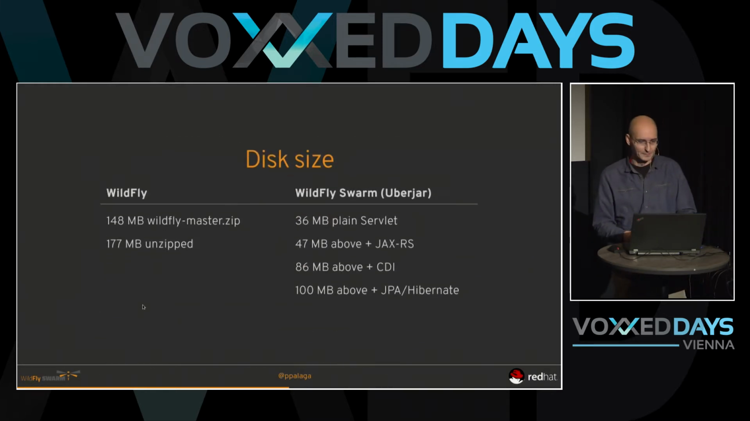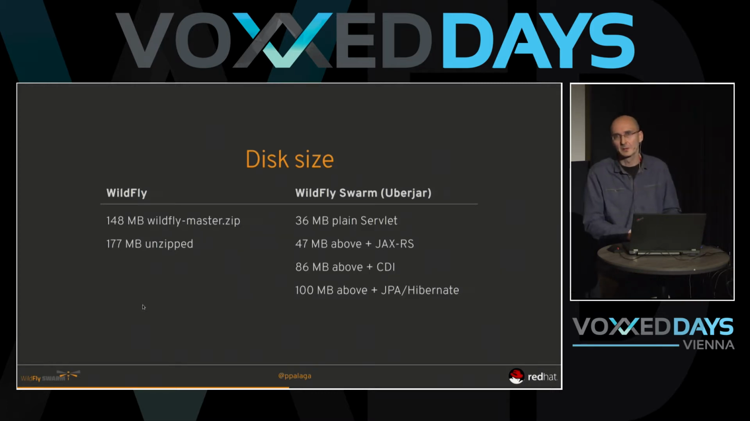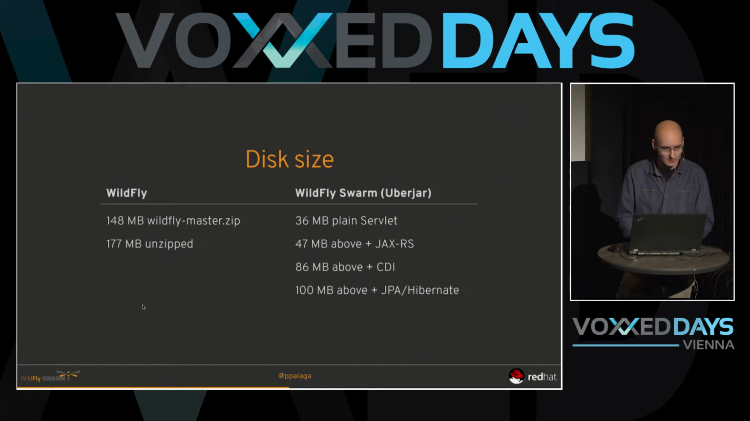Let's go through a few comparisons between traditional WildFly and WildFly Swarm. In terms of disk space, a freshly built WildFly master zip is around 150 megabytes. Unzipped, it is 177. When you have just a plain servlet in your WildFly Swarm Uberjar, it's only 36 megabytes, and you see other figures over there. So a small REST endpoint with CDI and JPA requires 100 megabytes.